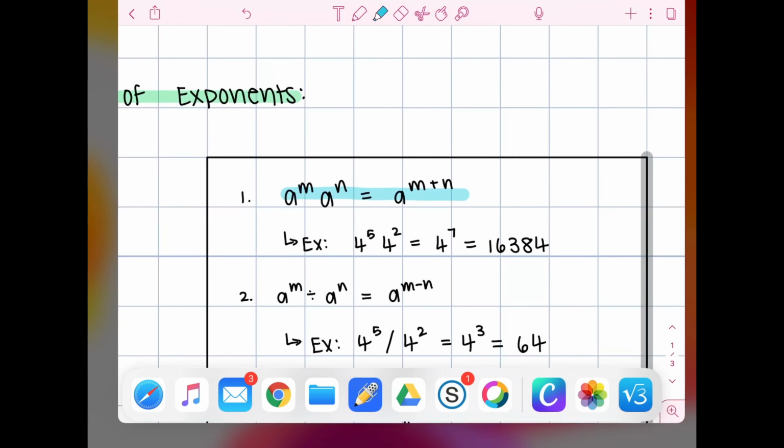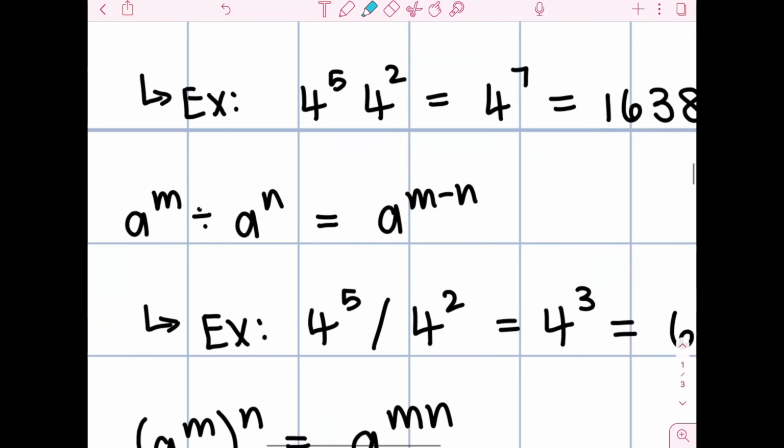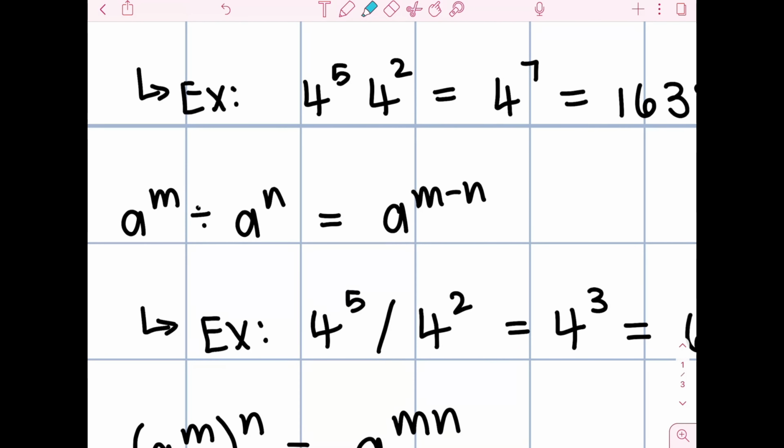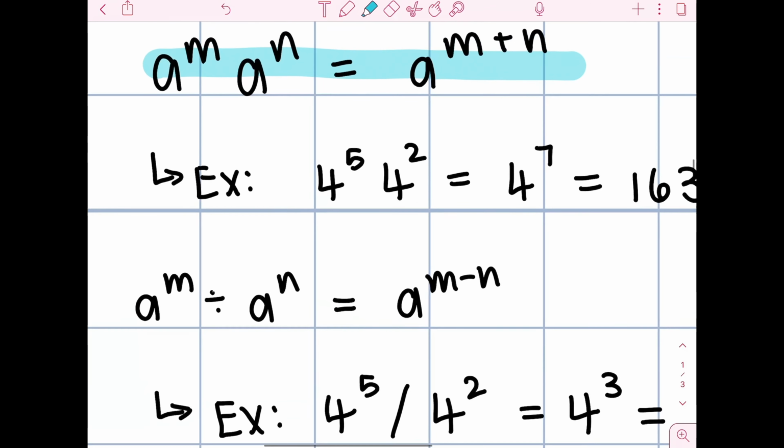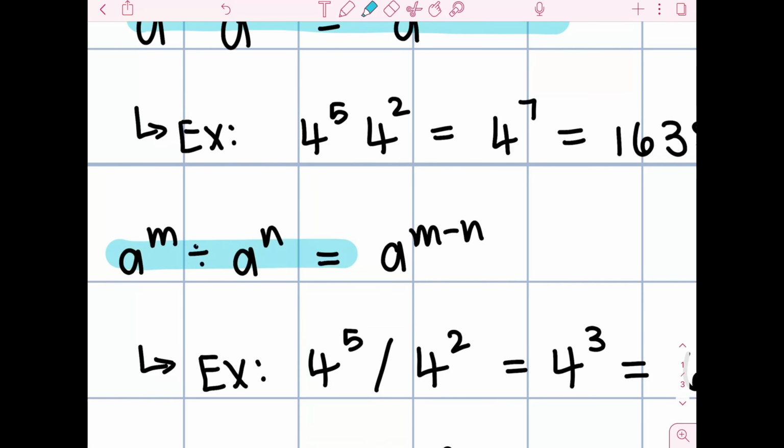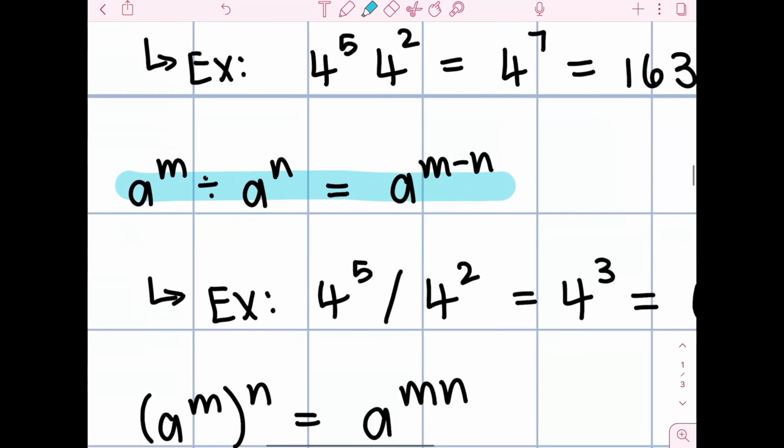The second law, a to the power of m divided by a to the power of n. This one is the opposite of the first one. You're just subtracting your exponents now. So you get a to the power of m minus n.